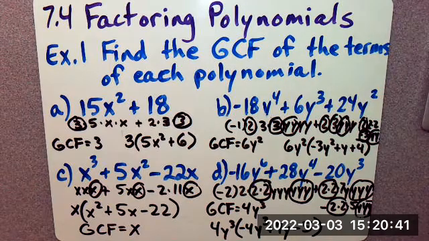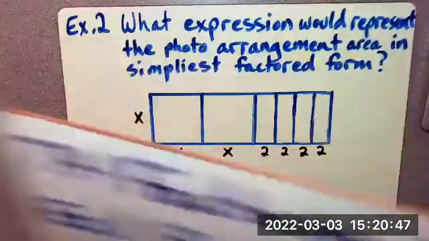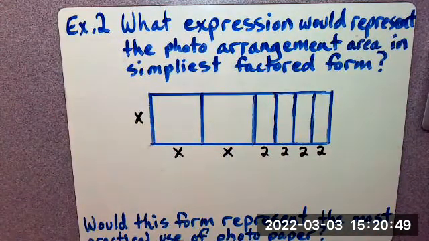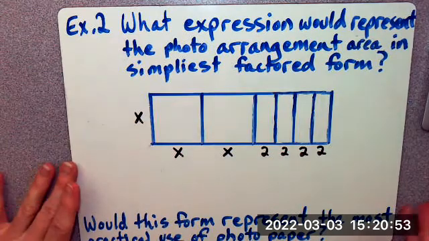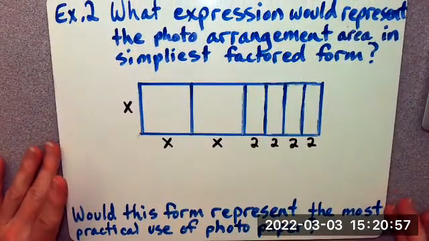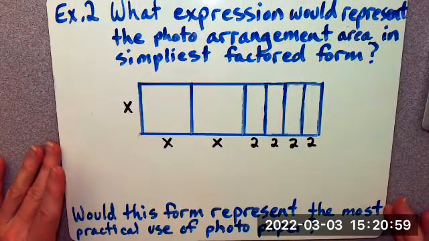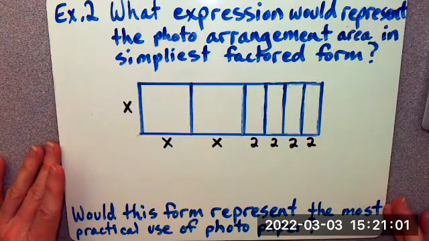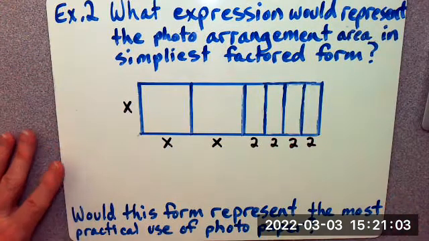So let's try a real life problem. All right, so what expression would represent the photo arrangement in area in simplest factored form?